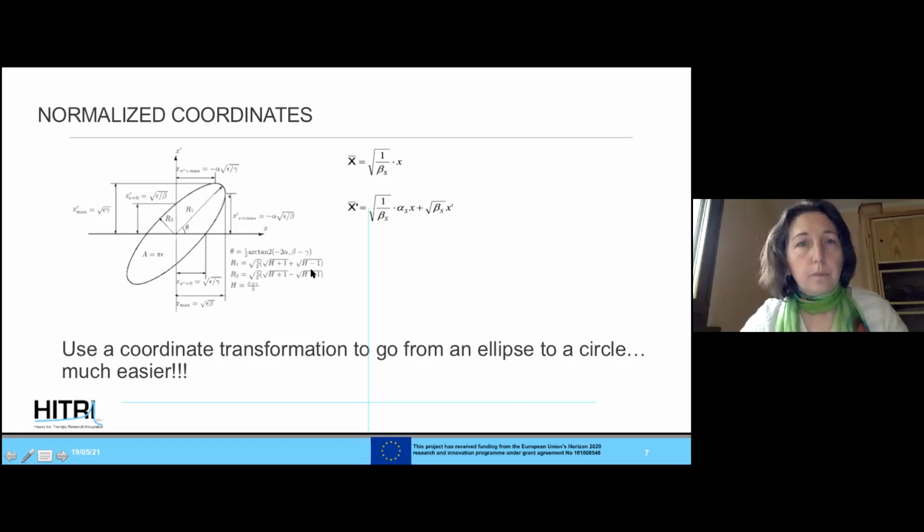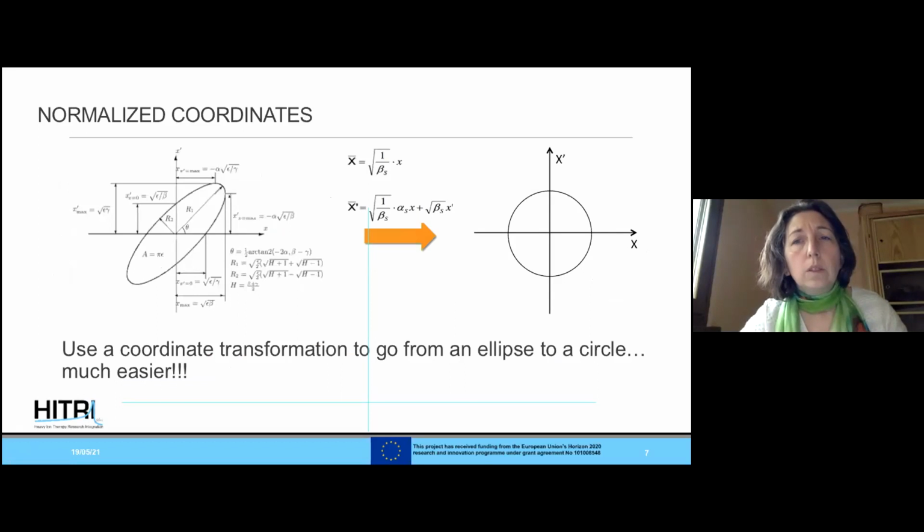Now, ellipses are pretty difficult to deal with. That's why we want to have a coordinate transformation, and you see it written here, so that you go from the ellipse to a circle. And this is much better to handle, especially because while this ellipse was moving along the circumference, this circle is the same wherever your position is, because you have divided x by the beta function, which depends on s. So now this quantity is the same wherever you are, and the same for the divergence.